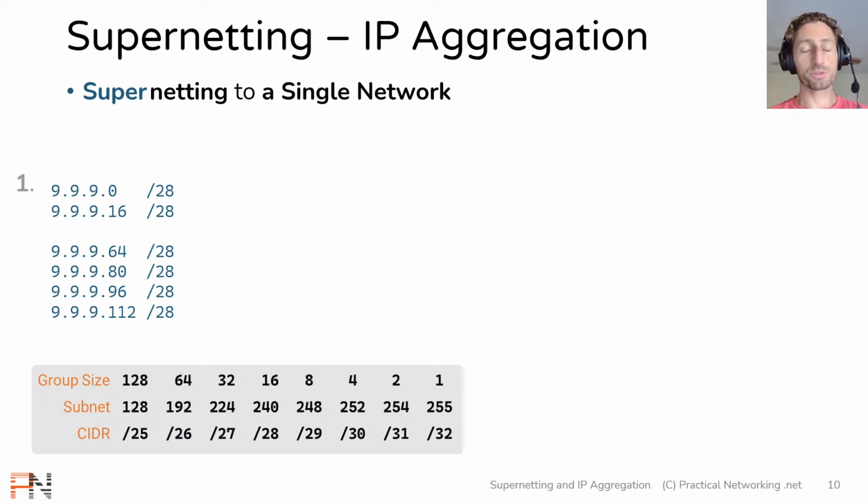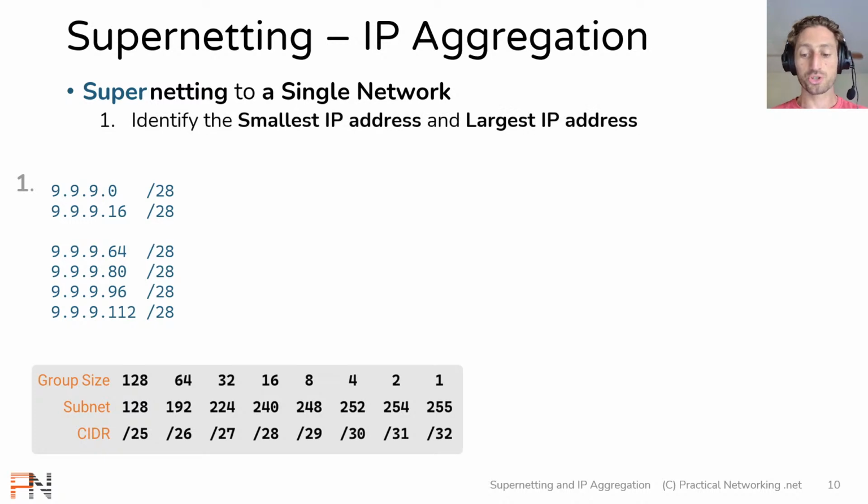To solve supernetting problems with scratch paper only, there's only 2 steps you have to take. The first step is identify the smallest IP address and the largest IP address. Now when you're given subnets, understand what that means is this is going to be the network ID of the lowest numerical subnet, and this is going to be the broadcast IP of the highest numerical subnet. That's how we will get our lowest IP address and our highest IP address. So over here, our lowest IP address is going to be the network ID of that network, and our largest IP address is going to be the broadcast IP address of that network.